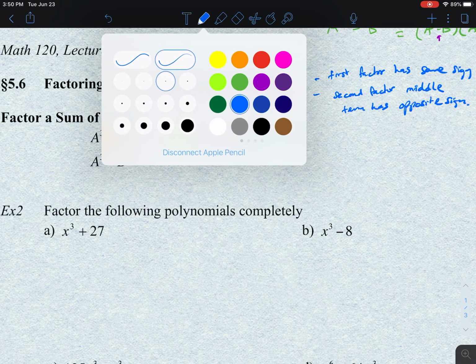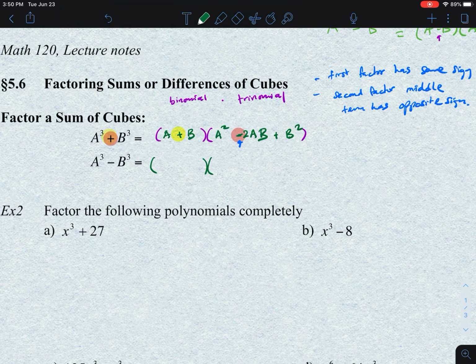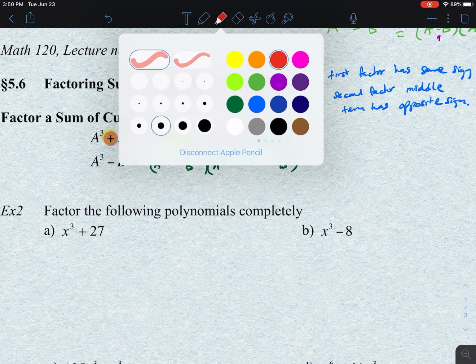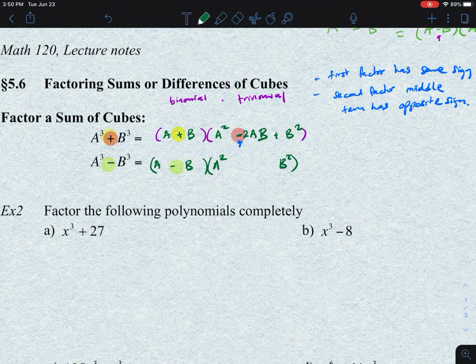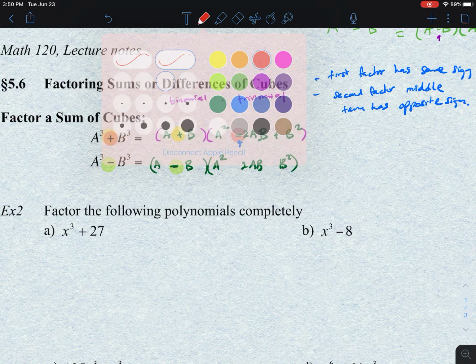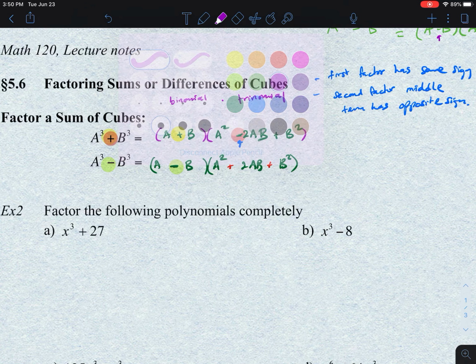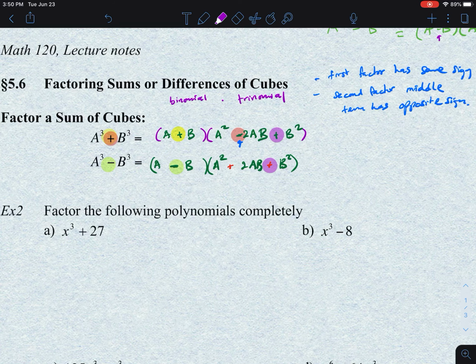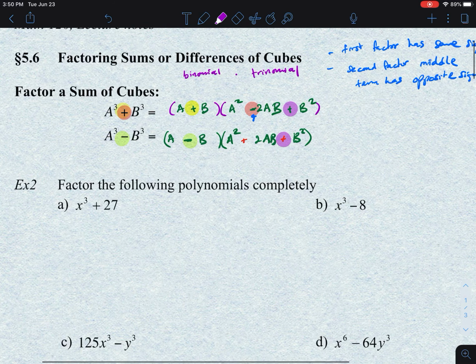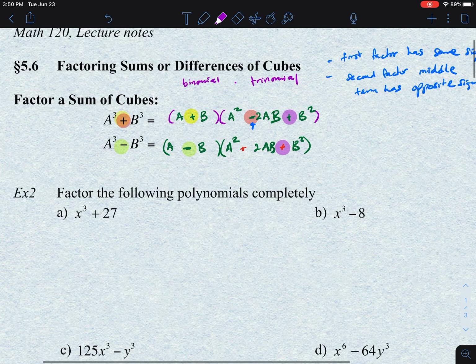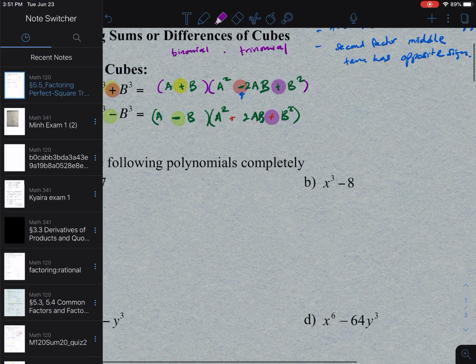So let's try that with a difference. Now for the difference of two cubes, the first factor is going to be a and b, then a squared and b squared. The first binomial factor takes the same sign, so we do minus there, and then in the middle is going to be 2ab, but the middle sign takes the opposite, so that's going to be plus there and then plus there. Notice that the last sign is always going to be plus, no matter whether you have a sum of cubes or a difference of cubes. Okay, so that is the formula. Now we're ready to do some examples.